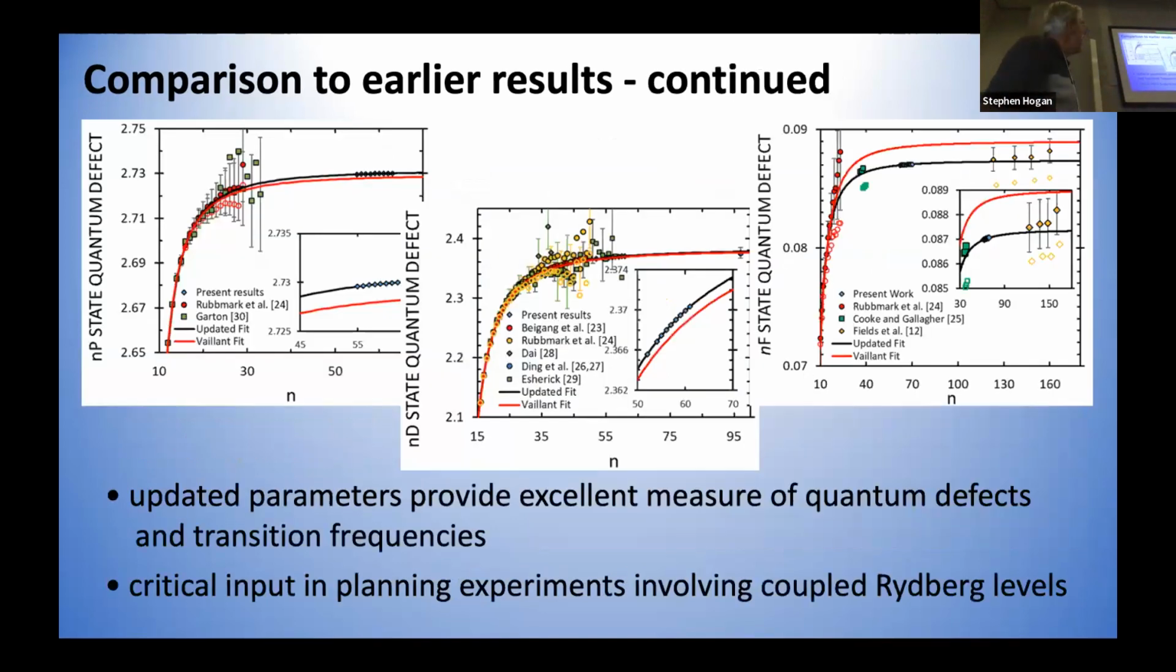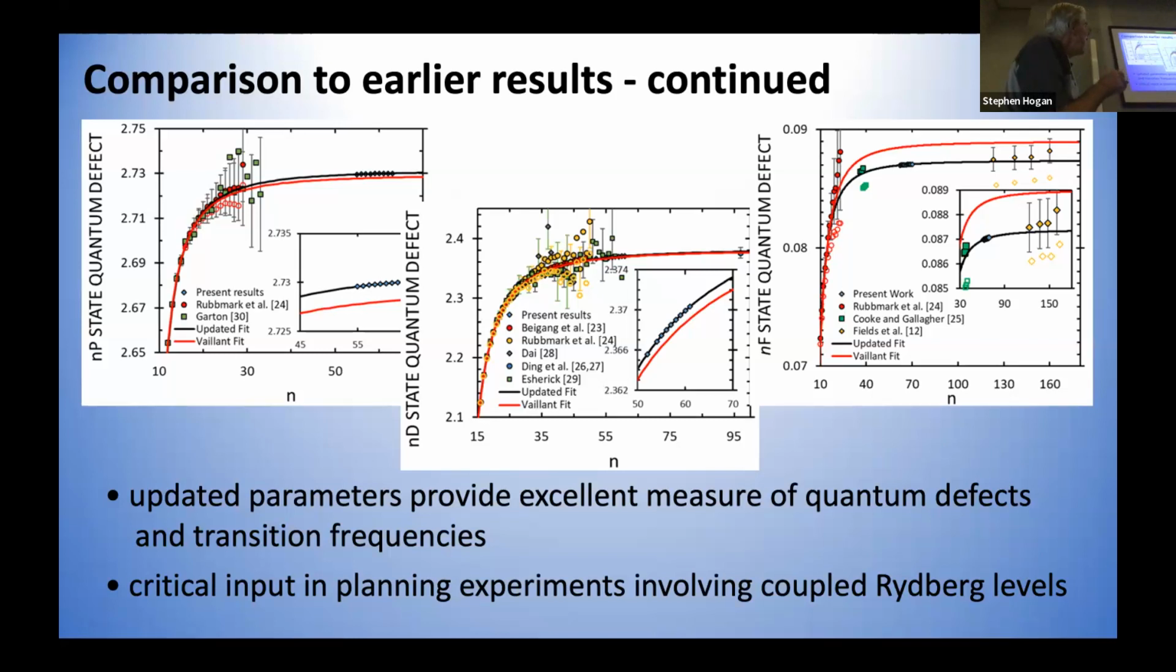Now we go on to the P and D states. We get similarly good agreement. What I show here is the nP state quantum defect versus n. Again, our measurements are black. The earlier results are red. And again, very good agreement with our data. And again, if we take earlier data and we correct it for the new ionization limit, like these red dots move up to here, everything is in good accord. Same for D states. Everything moves into good accord.